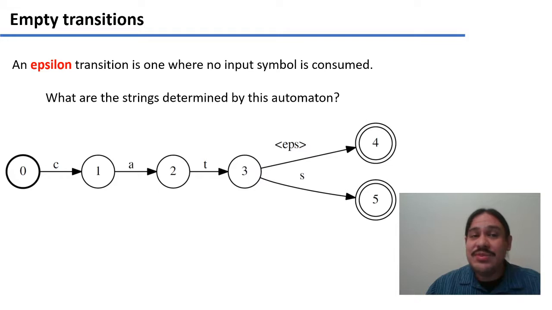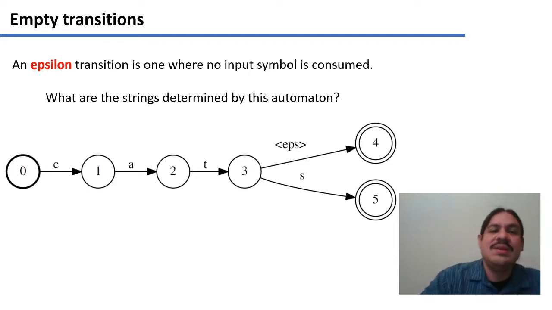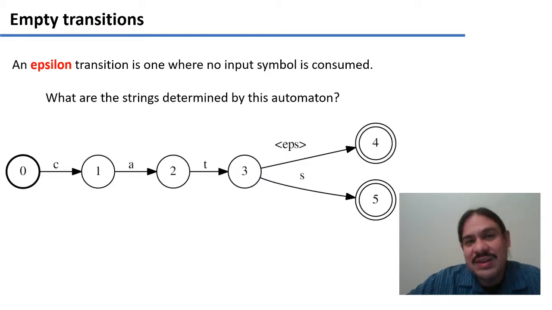One kind of transition, by the way, is called an epsilon transition. An epsilon transition is one where there's no input symbol consumed. And it's represented by the EPS or just by the Greek letter epsilon. So for example, in this finite state machine, what are the strings that are generated by it? It goes from 0 to 1, C, 1 to 2, A, 2 to 3, T, and then, so by then you have the string cat.